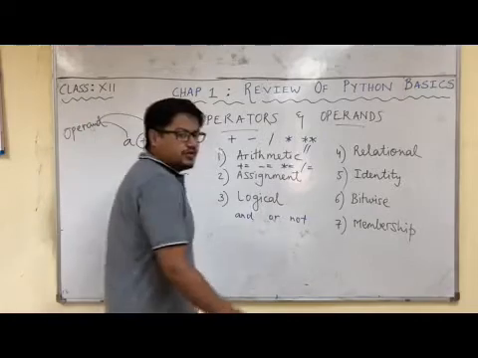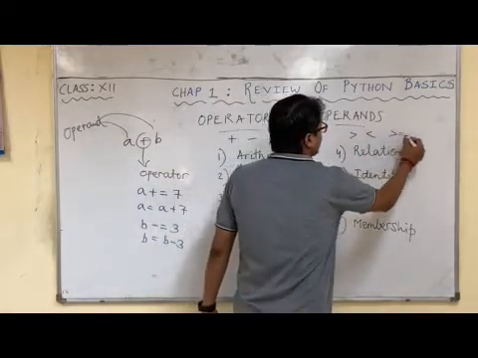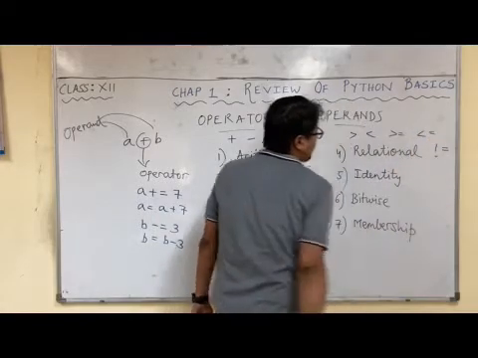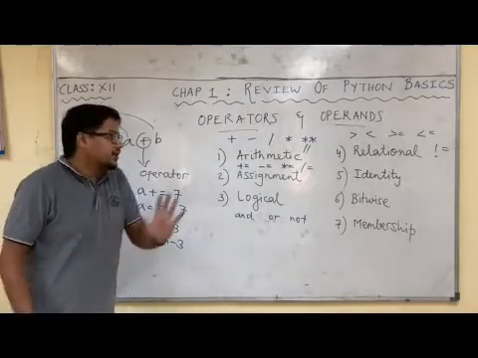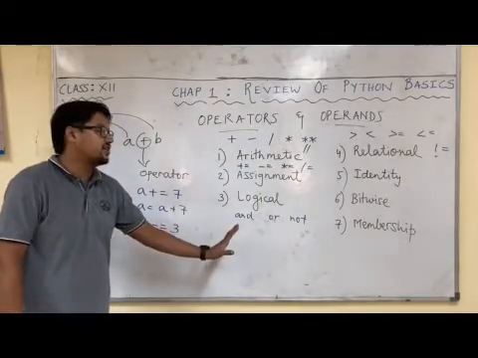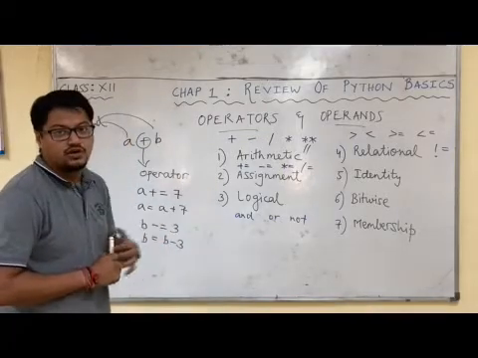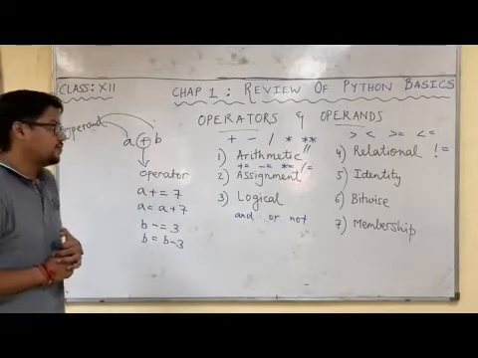Relational operators we majorly use to compare. Suppose greater than, less than, greater than equal to, less than equal to, not equal to. Okay, so these were all the relational operators. I am not going into very much detail on this topic. This is a basic theory topic. You can refer to 11th standard for details and the types of operators. So these were the operators and operands that are available in Python.